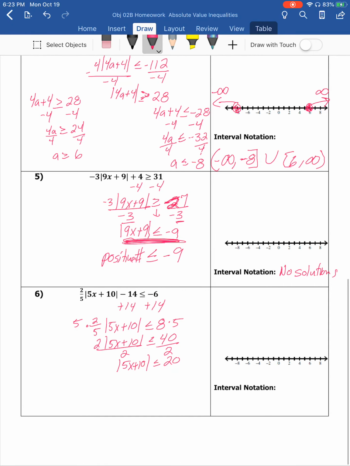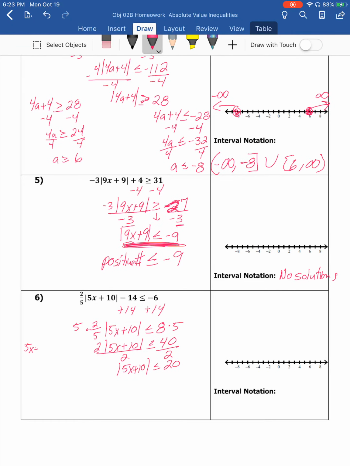So it's going to be 5x plus 10 is less than or equal to 20, or 5x plus 10 is greater than or equal to negative 20. So I switch it. Subtract 10, subtract 10. 5x is less than or equal to 10. Divide by 5, divide by 5. X is less than or equal to 2.